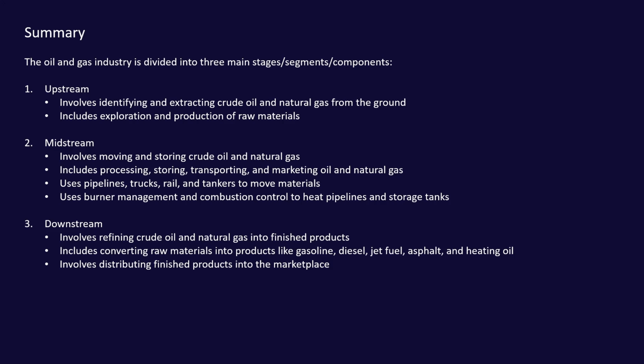Midstream involves moving and storing crude oil and natural gas, includes processing, storing, transporting, and marketing oil and natural gas, uses pipelines, trucks, rail, and tankers to move material, uses burner management and combustion control to heat pipelines and storage tanks. Downstream involves refining crude oil and natural gas into finished products, includes converting raw material, which is oil and gas, into products like gasoline, diesel, jet fuel, asphalt, and heating oil, involves distributing finished products into the marketplace.